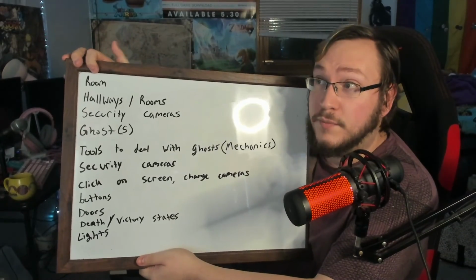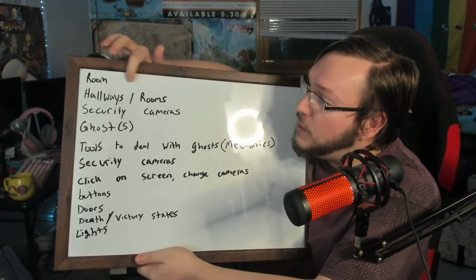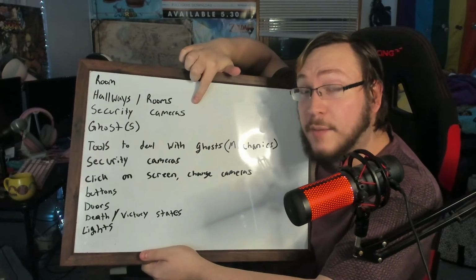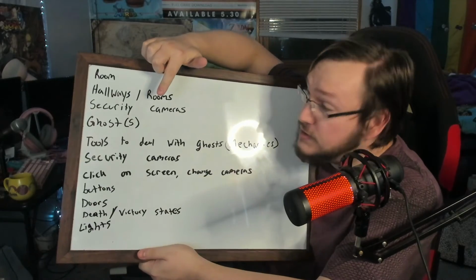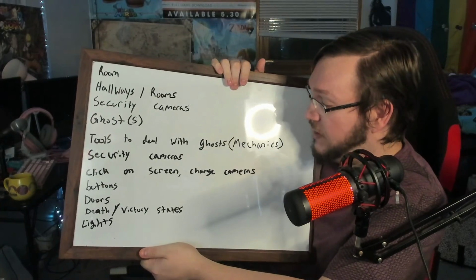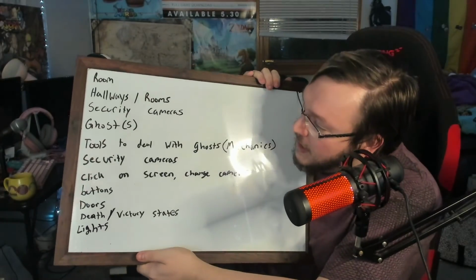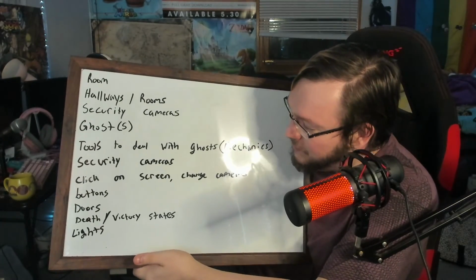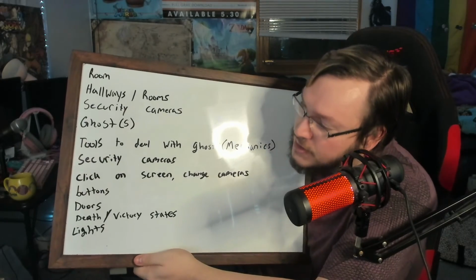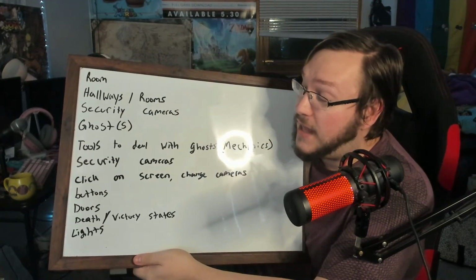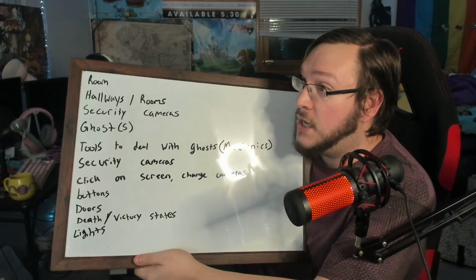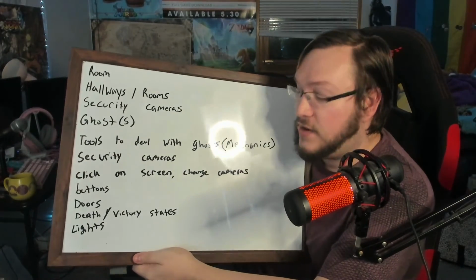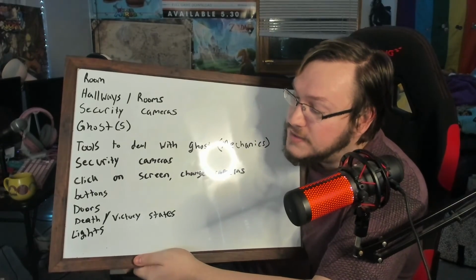We need the main room that has the security stuff in it. We need hallways and rooms that the ghosts can go through and the security cameras are in. We need ghosts. We need tools to deal with the ghosts, which will be our mechanics. We need security cameras, which I apparently wrote twice. We need to be able to click on the screen to change cameras. We're going to need buttons for things like light switches, doors, anything like that. We're going to need doors. We're going to need a death and a victory state. And we are going to need lights.